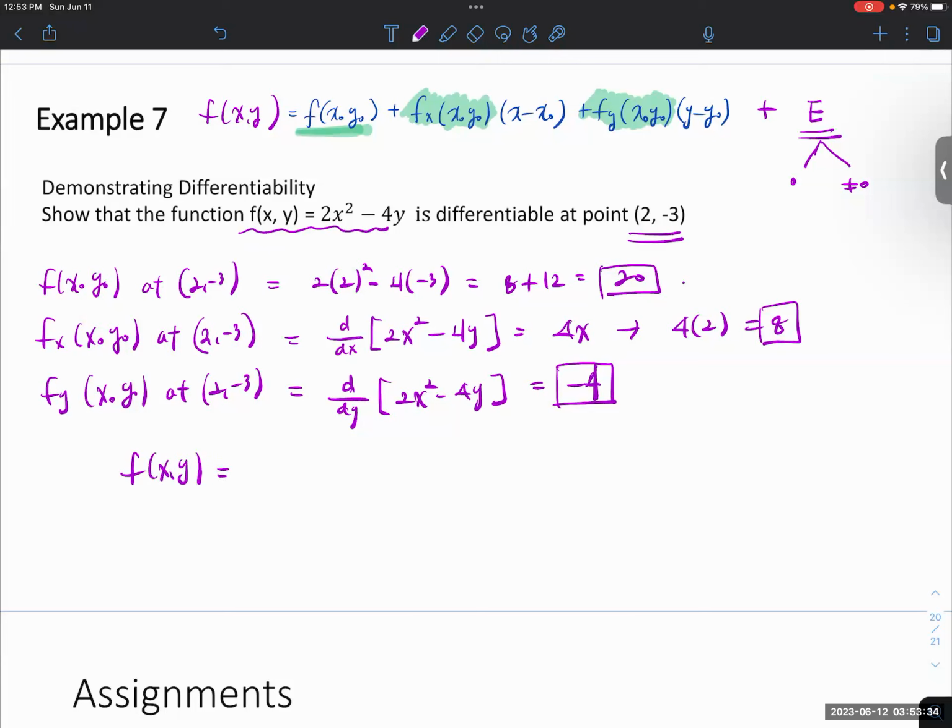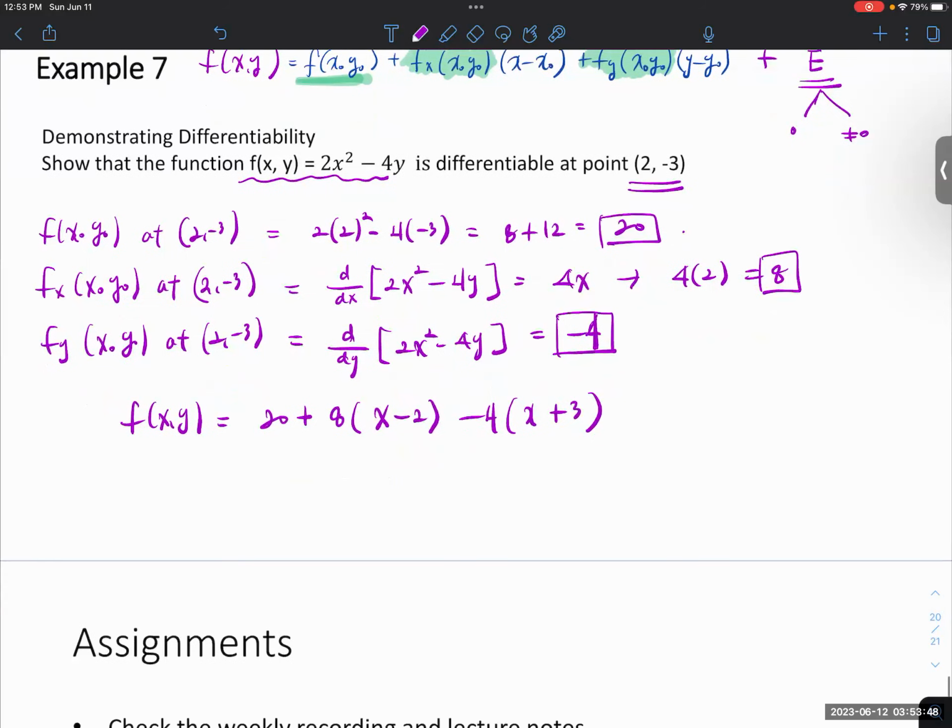So therefore, we got the equation of the tangent plane. 20 plus 8 times (x minus 2), and then negative 4 times (y plus 3). Because a negative 3 will be positive. So in other words, 20, I'm going to use the distributive property, 8x minus 16, minus 4y minus 12. So basically, 8x minus 4y minus 8, right? That's going to be L of x, y.